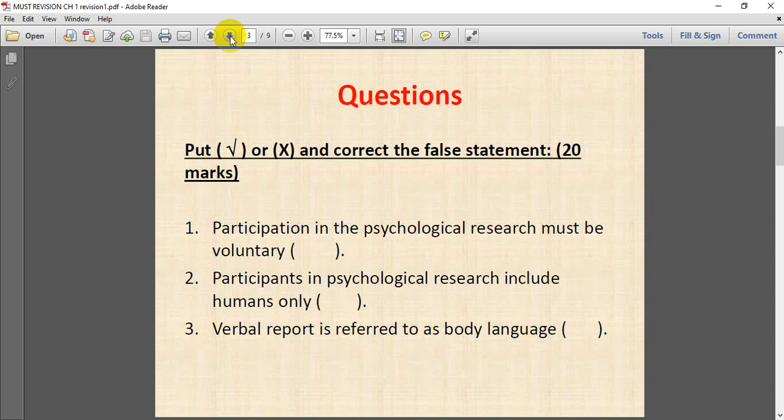Question number 3, verbal reports is referred to as body language. Please try to find the answer and then I am going to run through all questions and answer them with you.